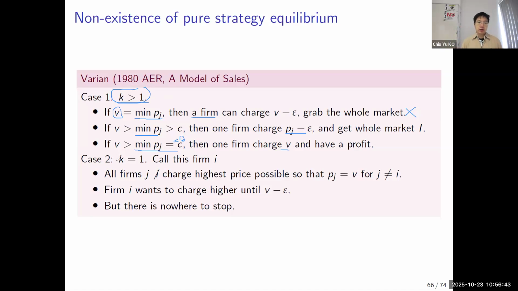So now let's have only one firm charge the minimum. Then the other firm J charges the highest price possible. Okay. Well, because if only one firm has the lowest price, of course the other firms will charge up to V, right? Because you're not winning anyway, right? So that must be the case.